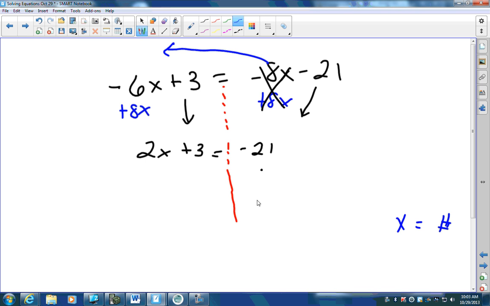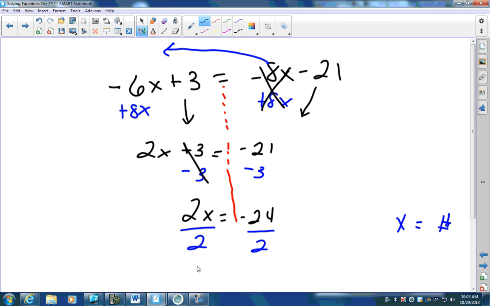So now this is a regular two-step equation. I subtract 3 from each side. These cancel. I get 2x equals negative 24. And I will divide by 2. My answer is x equals negative 12, and you need to have that boxed in. Okay, so when there's x's on both sides, you just move the x's to the left, numbers to the right, and you should be able to solve as long as you have the x's on one side.